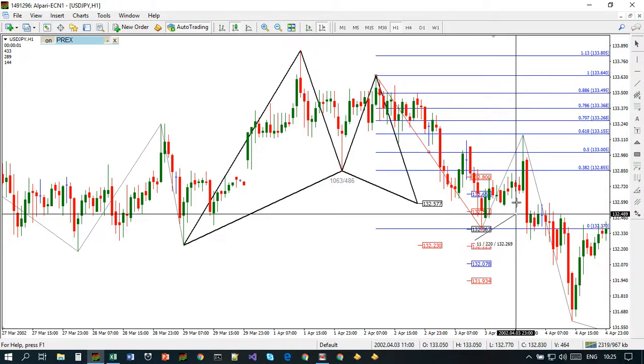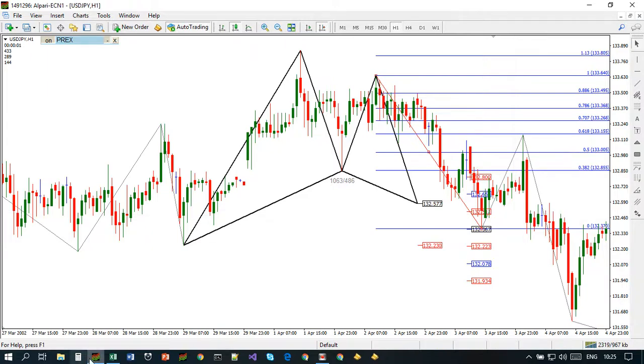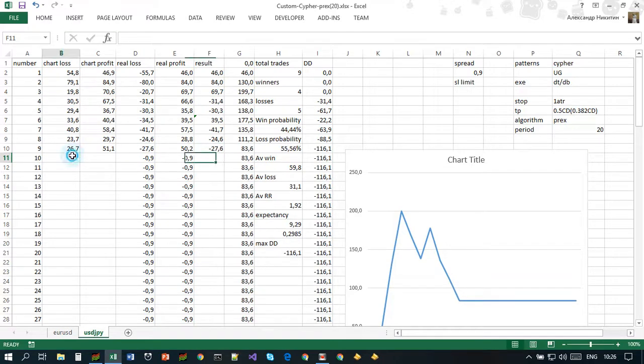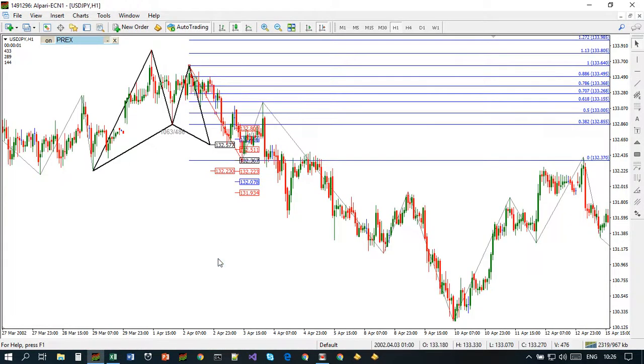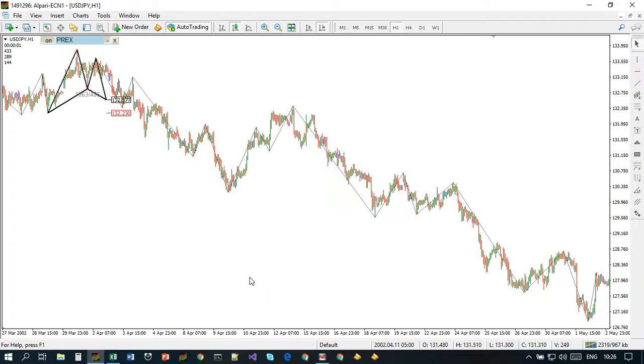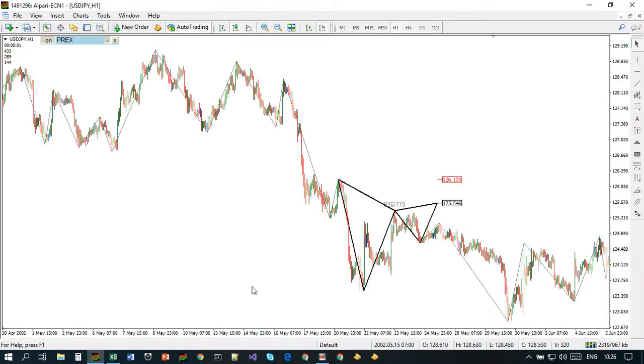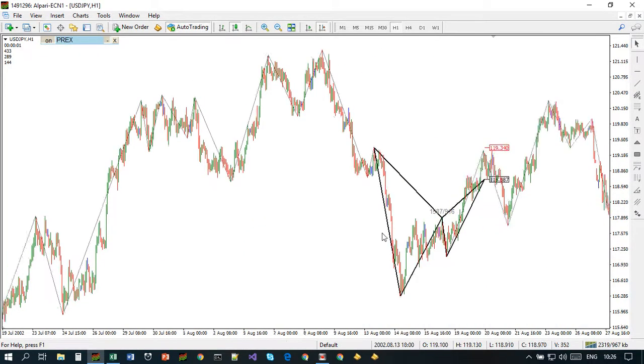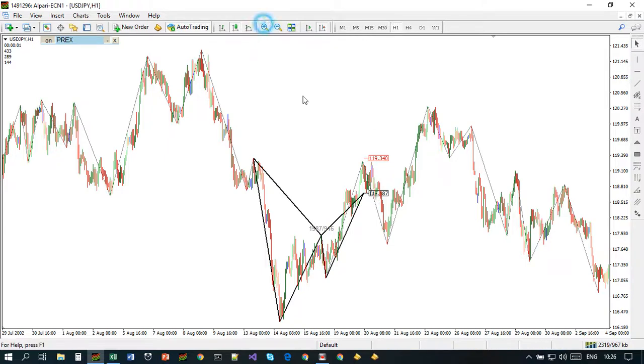So we had 26.7 to 51.1. And again it was a stop loss. Let's continue. So Gartley not valid. Okay, one more.